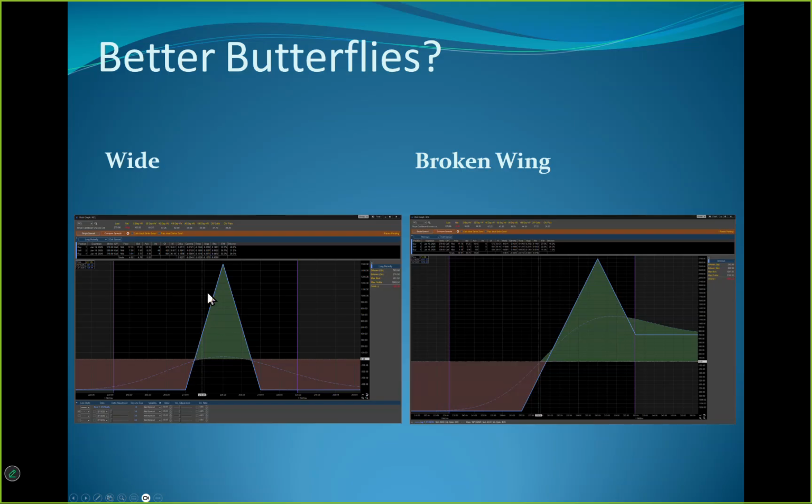But the idea that you could pick the right stock, the right direction, the right time frame, and the price goes all the way up to here and you get a loss, I can't stomach that. But I like this picture here because in the broken wing butterfly, I can still have a big gain, but at some point I fix my gain here, and no matter how high the price goes, I still have a gain. I love this trade.